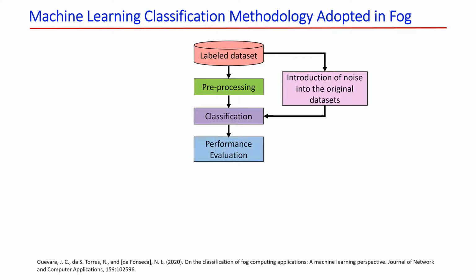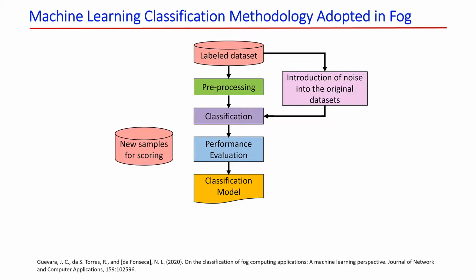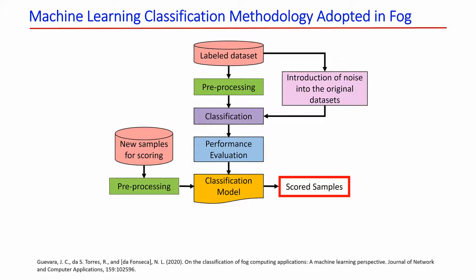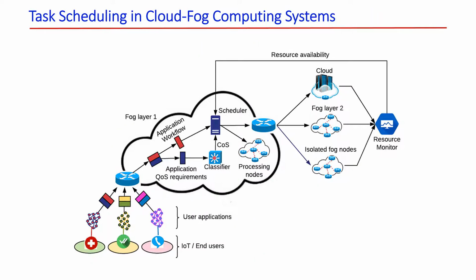The performance of the classifier should be assessed by a performance evaluation process which encompasses both the measurement of performance and the result of a statistical test. At this point, the classification model is ready to receive new inputs for scoring. The new data, however, must also be subject to a preprocessing process. After all these steps, the classification model can be integrated into the cloud fog system as a new network element.